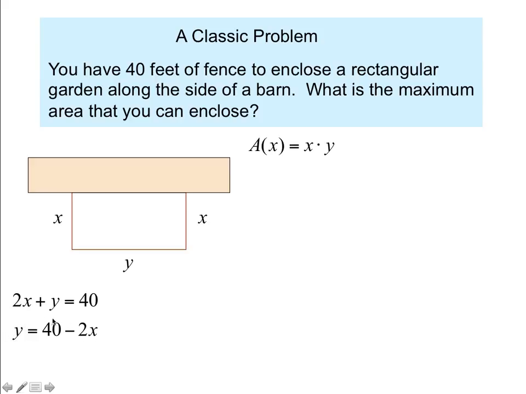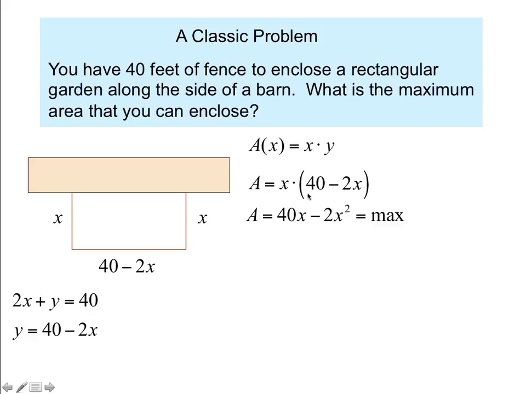Now that I know y equals 40 minus 2x, I can substitute that in here and get my area function in terms of a single variable. So we know that y is 40 minus 2x, and so I can rewrite area as x times 40 minus 2x. So simplifying that, our area is 40x minus 2x squared, and that's what we want to maximize. So this is the expression, this area function, that we want to maximize.